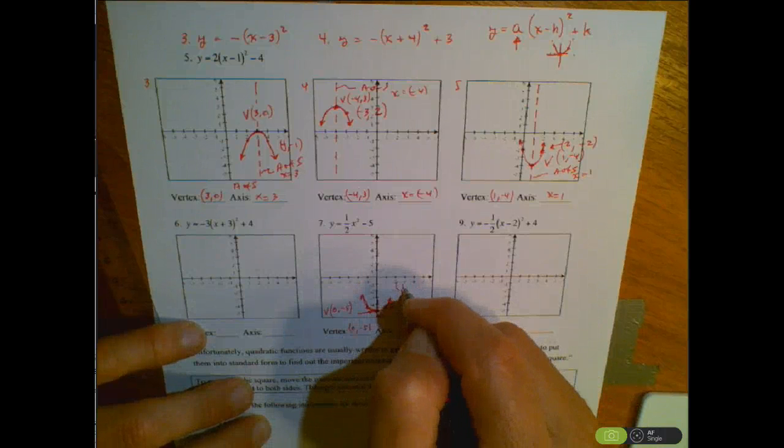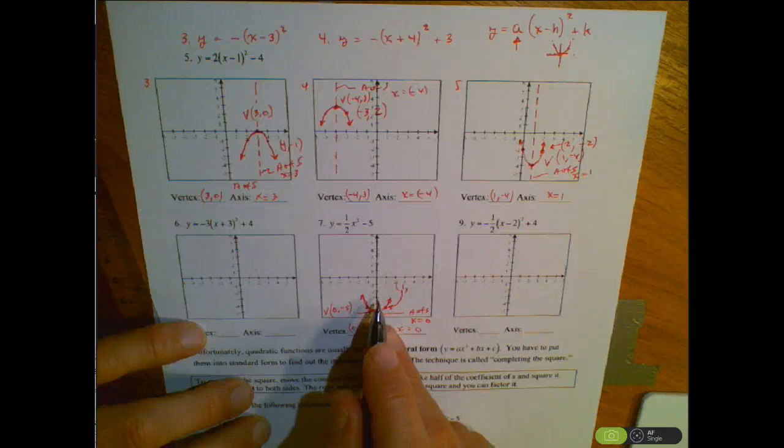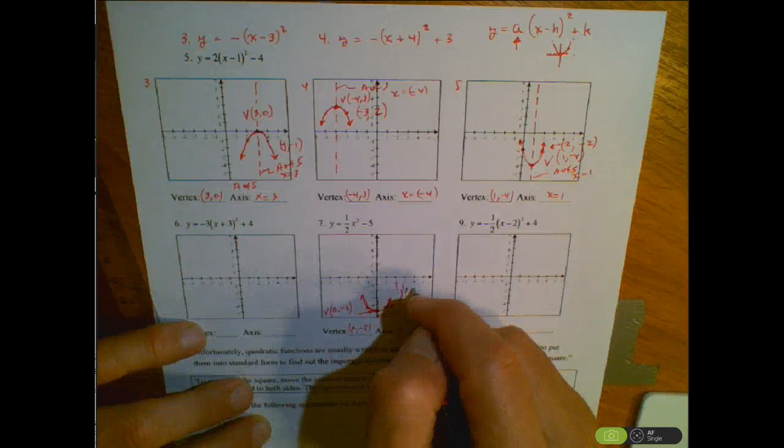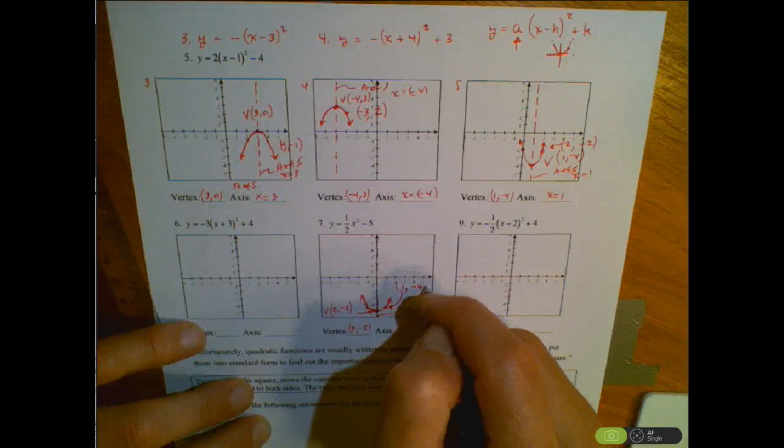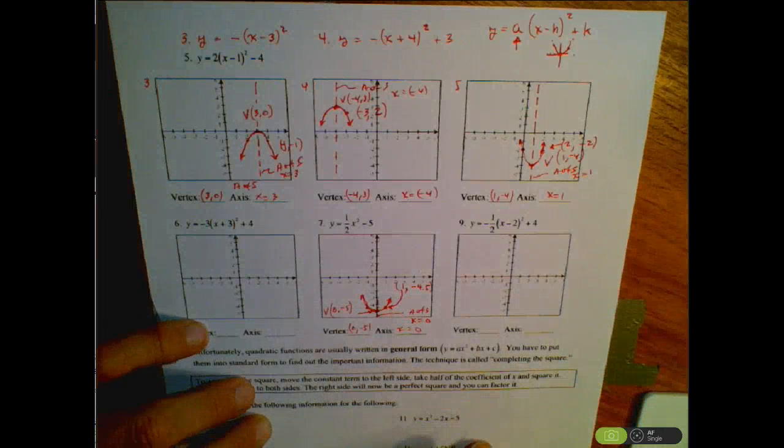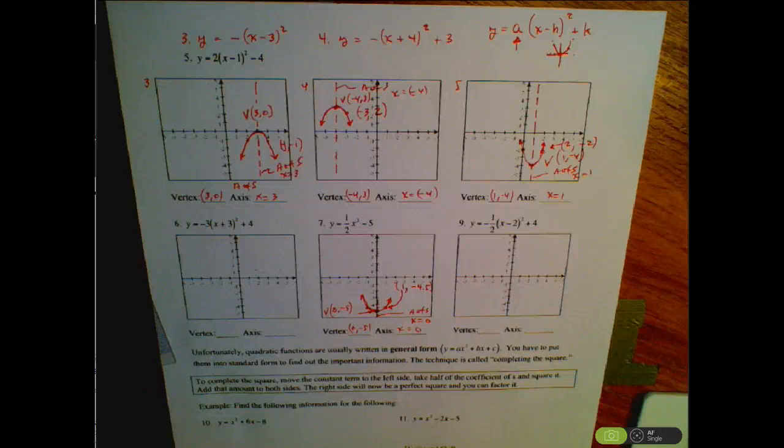Remember, I went over 1 to 1, and then I went up 1/2 from negative 5, so that would be negative 4.5. And this would be a case where you could write it either as 9/2 or 4.5. I think 4.5 would be a good way to do it.